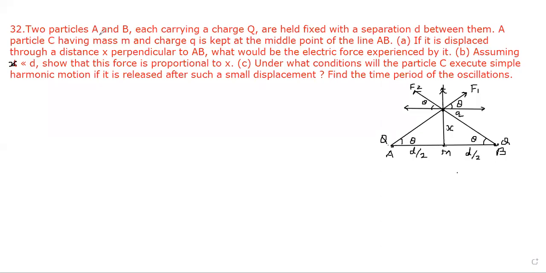Question 32. Two particles A and B, each carrying a charge Q, are held fixed with a separation d between them. A particle C having mass m and charge q is kept at the middle point of line AB. If it is displaced through a distance x perpendicular to AB, what would be the electric force experienced by it? Assuming x is less than d, show that this force is proportional to x.